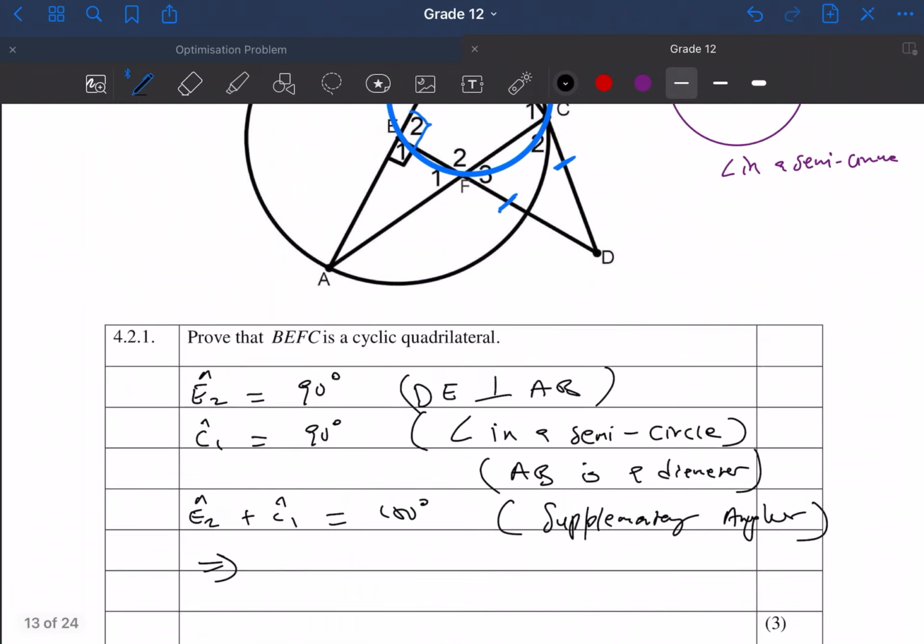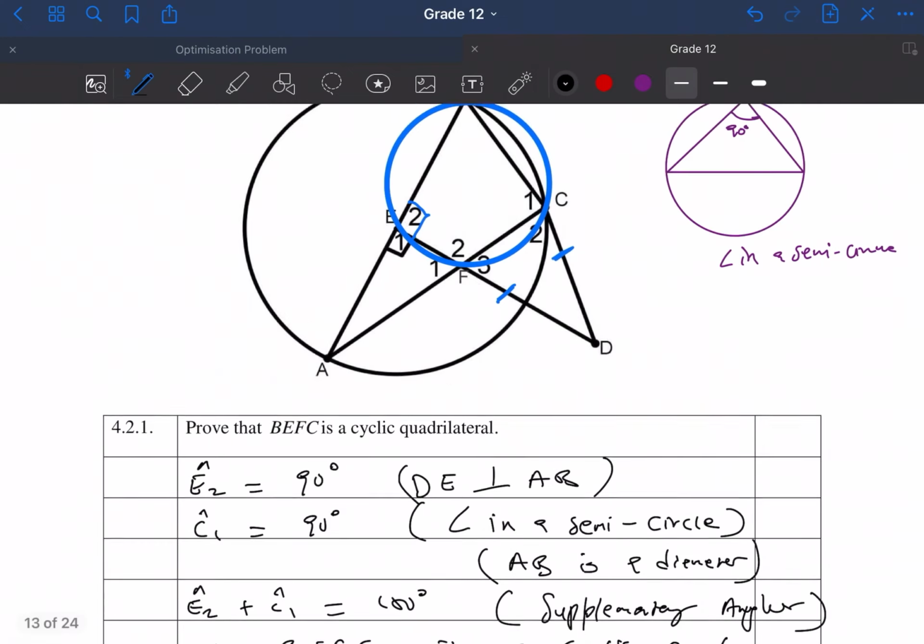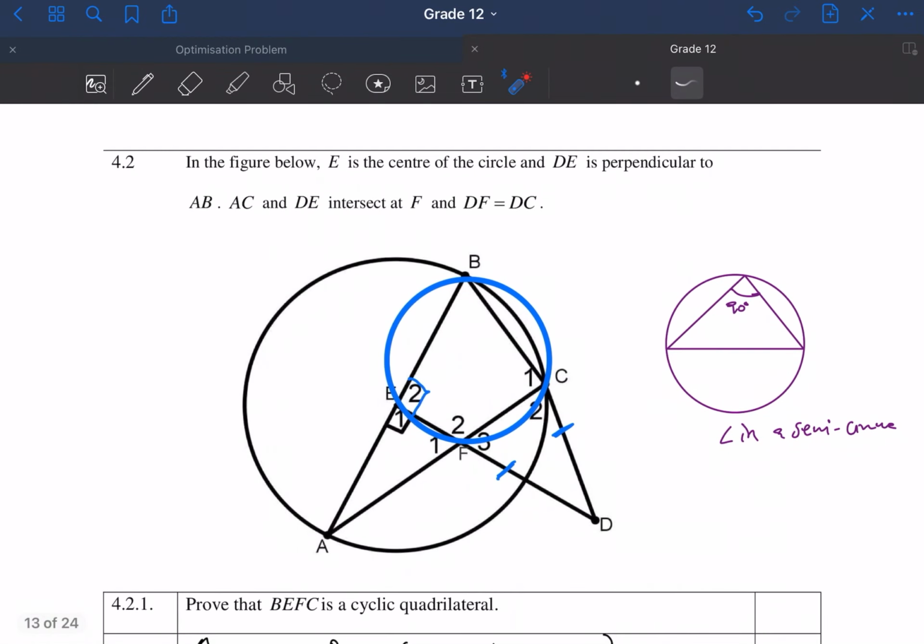This tells us that BEFC is a cyclic quad. Boom. That's how you do it. So let's revise. We were told that this and this are perpendicular. So we are told this is 90 degrees, so E2 is 90 degrees. So if E2 is 90 degrees, why not figure out what C1 is? Of course, our hypothesis is C1 should be 90 degrees.